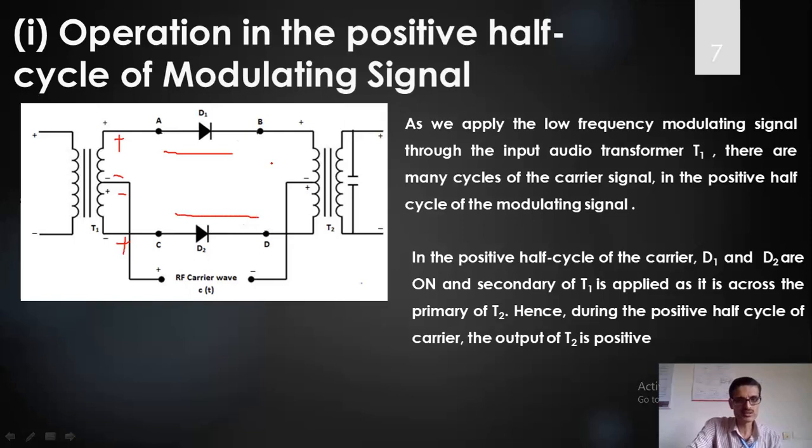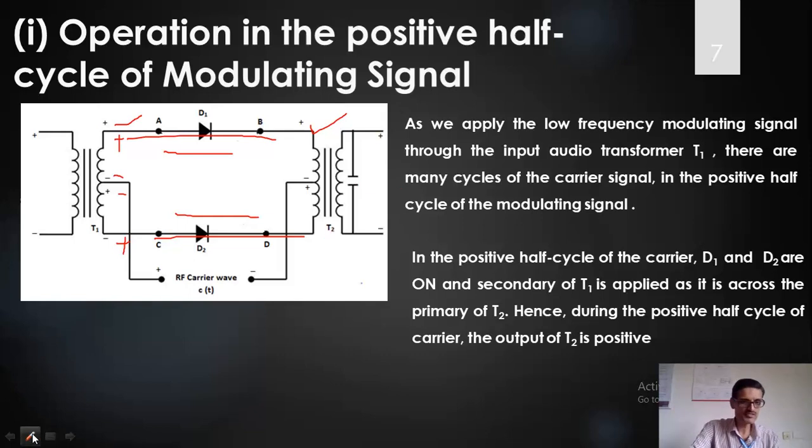They act like a short circuit, and diodes D3 and D4 act like an open switch. That means the transformer T1 is connected to transformer T2 directly, something like this. It is connected directly, assuming that the diode is a perfect, ideal diode. So in this case, both signals are applied to the secondary of the transformer, and we get an output.